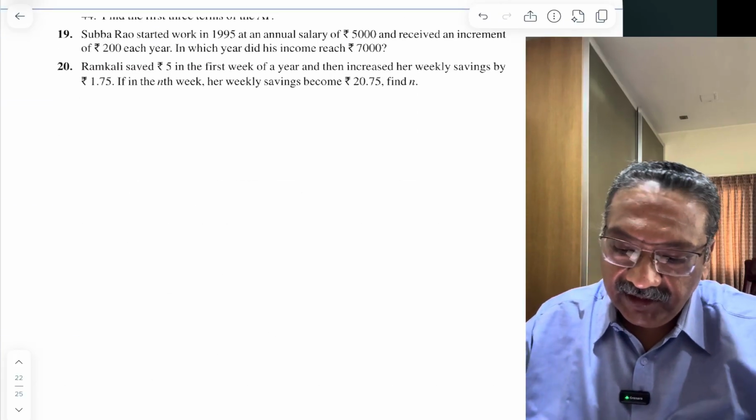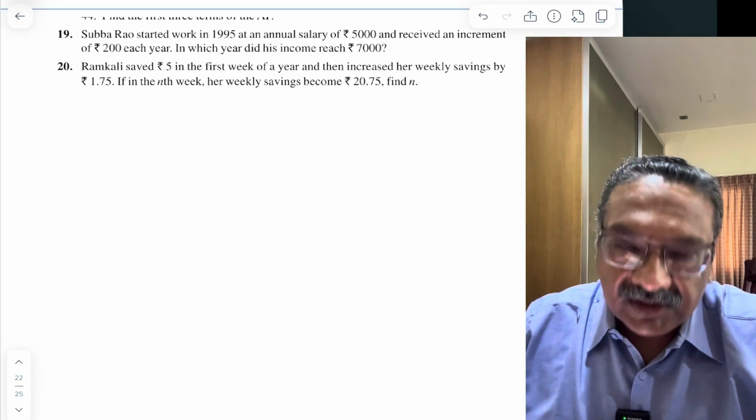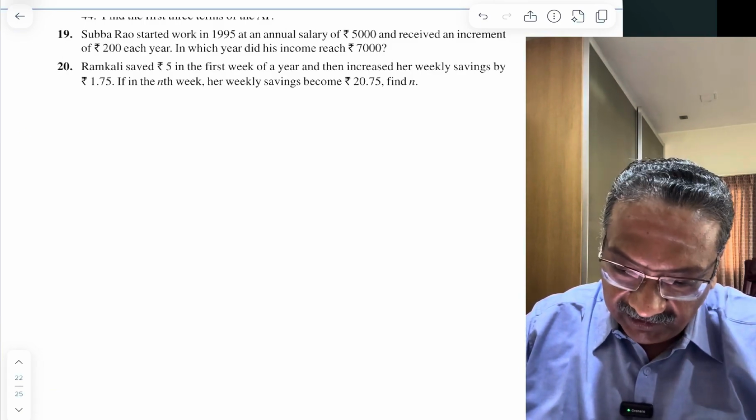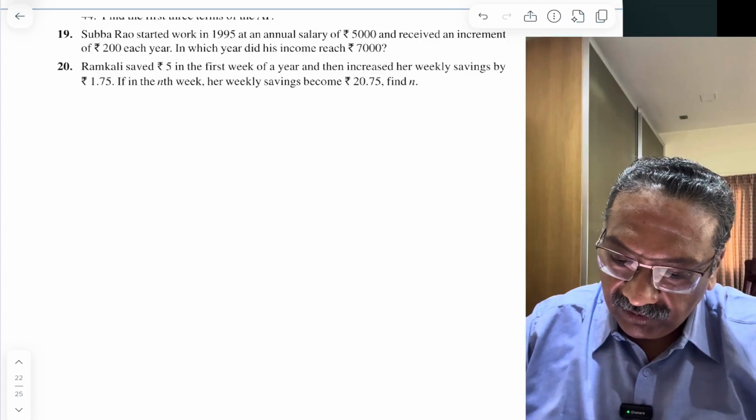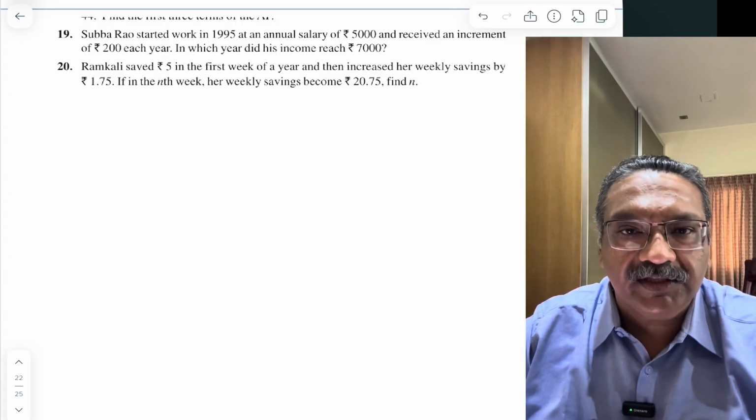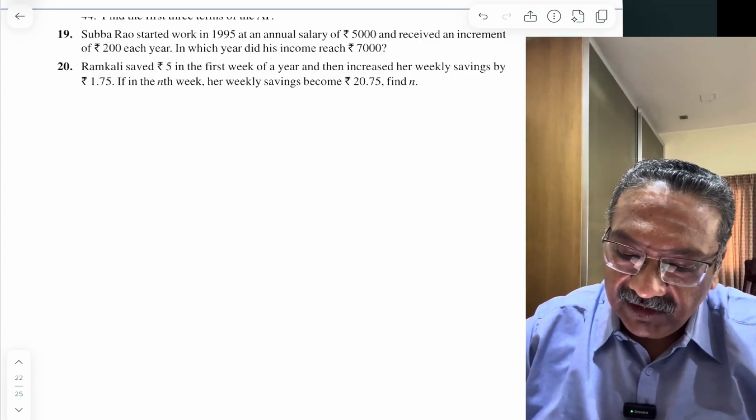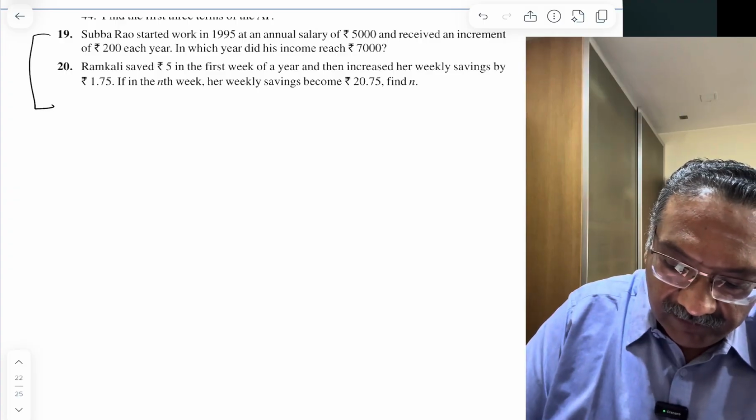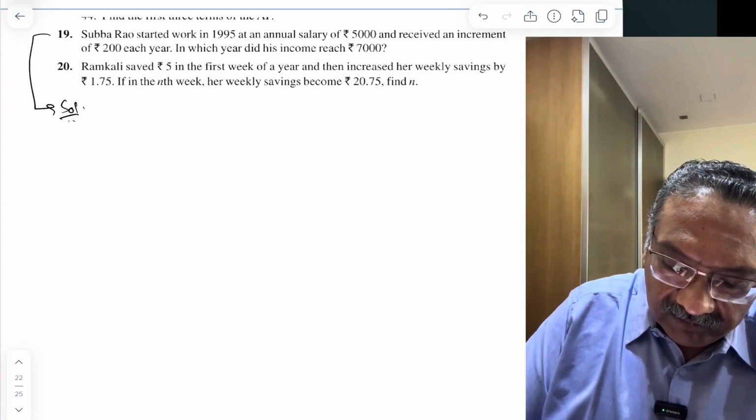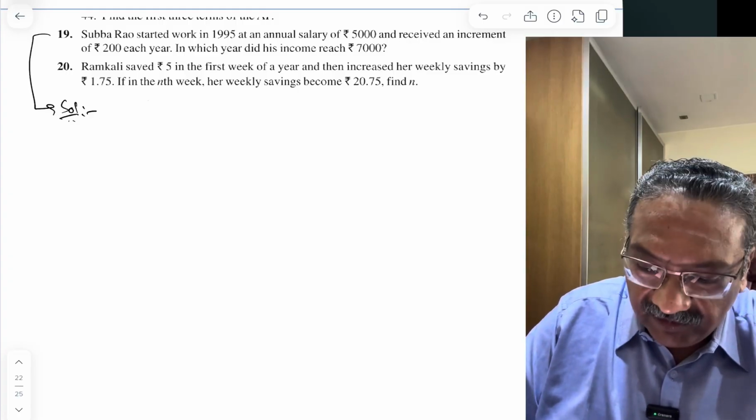Let us come to the 19th question. Subbarao started work in 1995 at an annual salary of 5,000 rupees and received an increment of 200 rupees each year. So every year 200 rupees gets added to the salary. In which year did his income reach 7,000? A very simple question. So first, what was the salary in 1995?